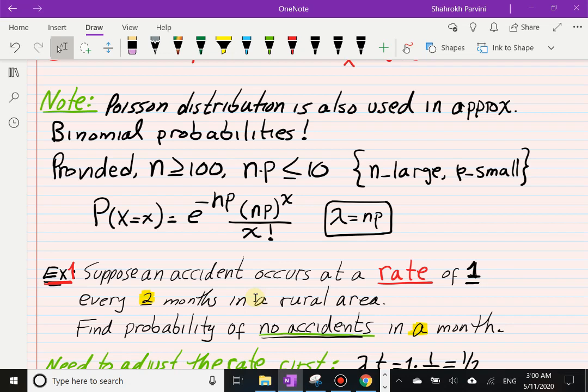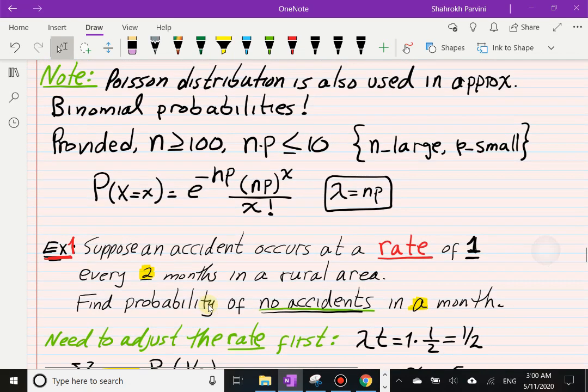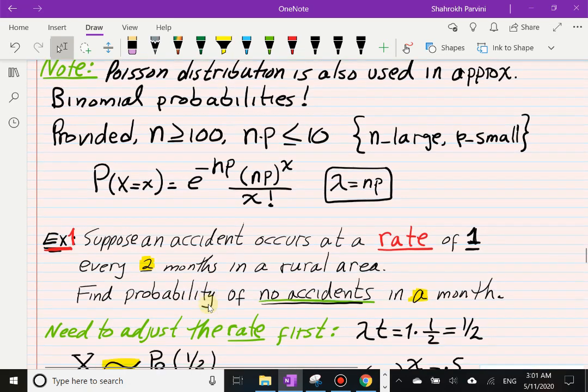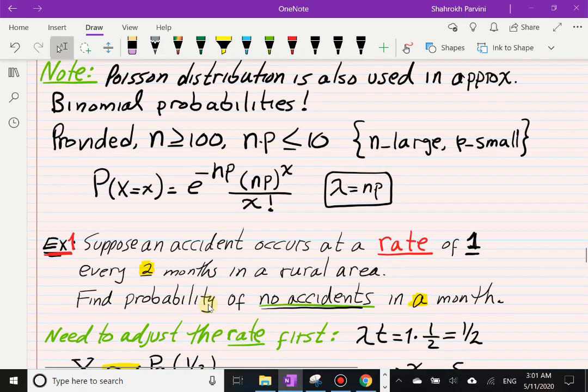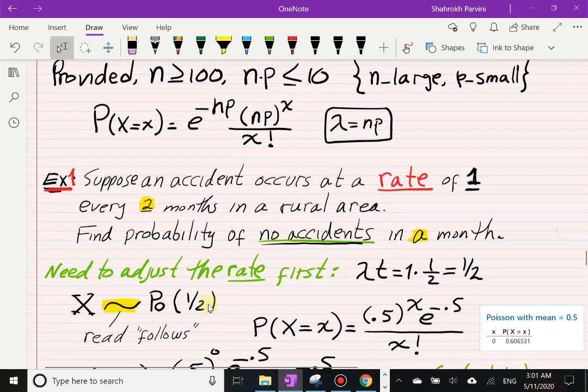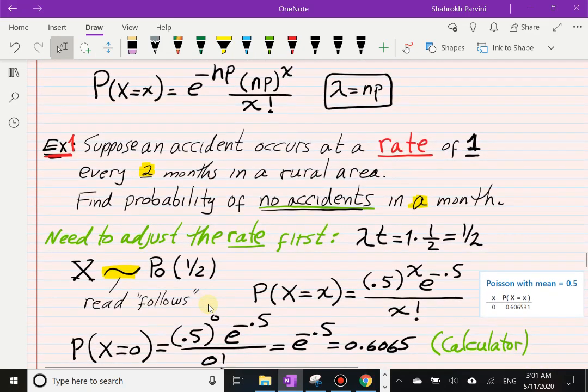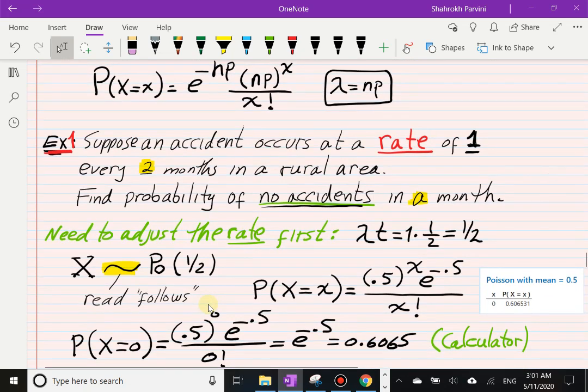Now, we've got to be careful here, and I have highlighted this in yellow. Our rate is for every 2 months, but we want to know the probability of no accident in 1 month, which is half that time interval. So we do need to adjust our rate. Our rate is 1 every 2 months, so that means 1/2 every month, doesn't it? And once we do the adjustment, here's how we calculate the probability.